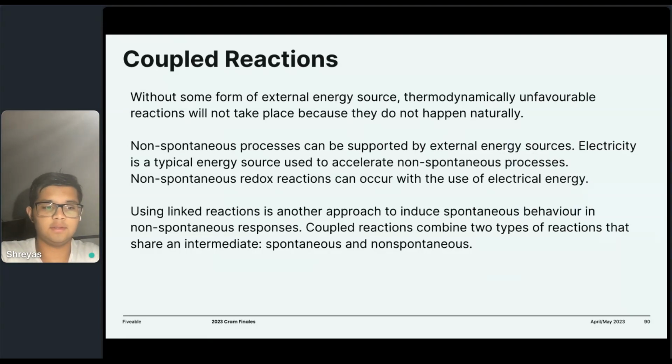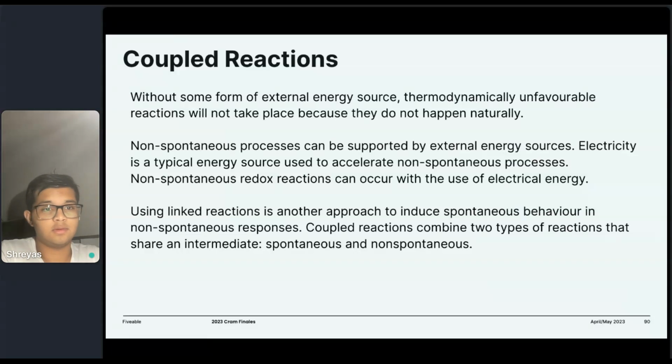And our next topic is coupled reactions. So basically, when there's no form of external energy, thermodynamically unfavorable reactions will not take place because they won't happen naturally. So non-spontaneous processes can be supported by external sources of energy, and electricity is usually a typical energy source, and it can be used to drive non-spontaneous processes. Non-spontaneous redox reactions can occur with the use of electrical energy.